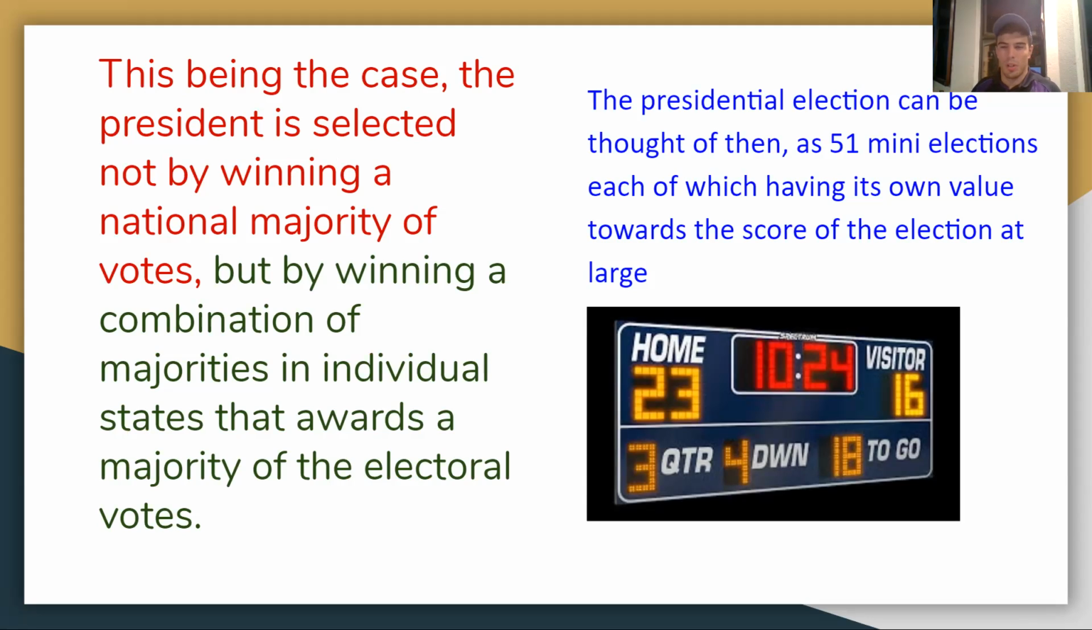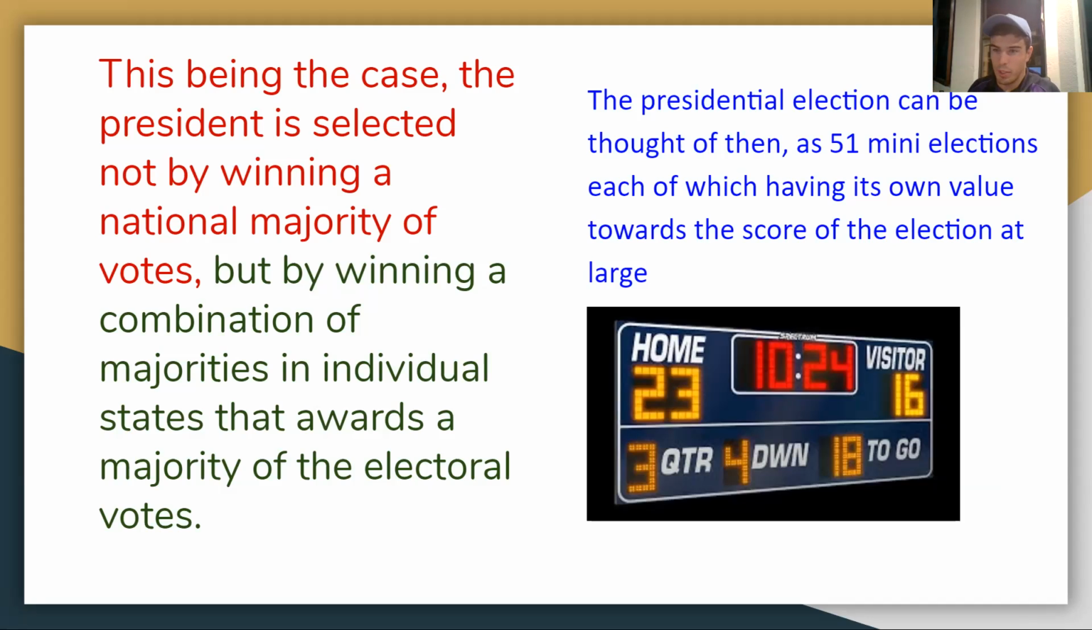So the more majorities he wins, the more points he starts to stack up in his pile towards the Electoral College. So the votes themselves aren't what is counted up to win the election. The votes are counted up to get the state, and then the states' electoral votes are counted up towards winning the election. So the presidential election can be thought of as 51 mini elections, each of which has its own value towards the score of the election at large.